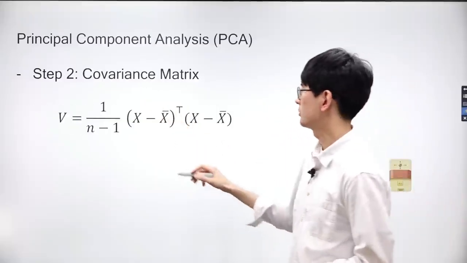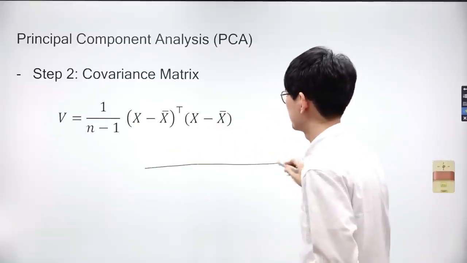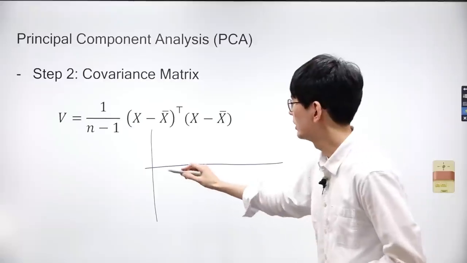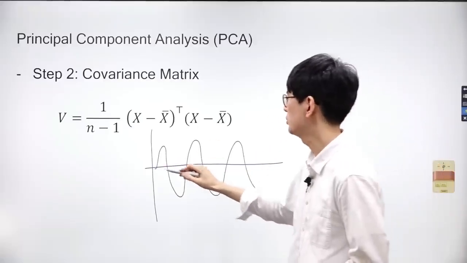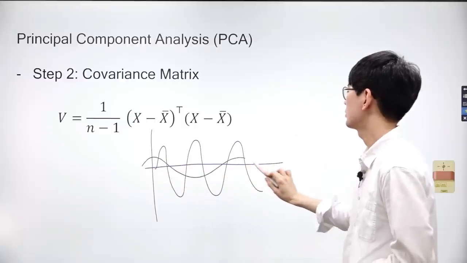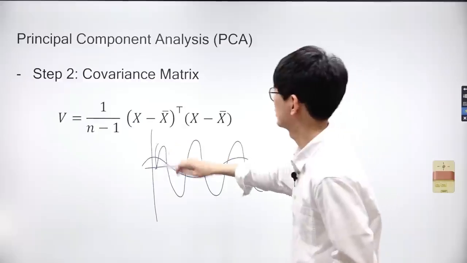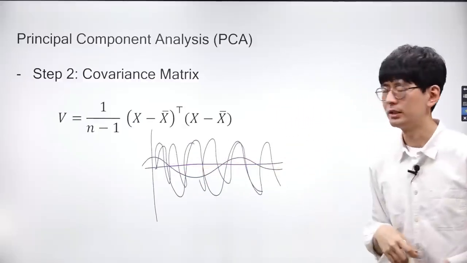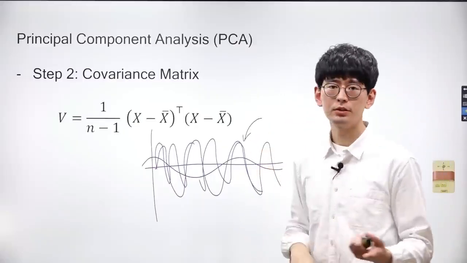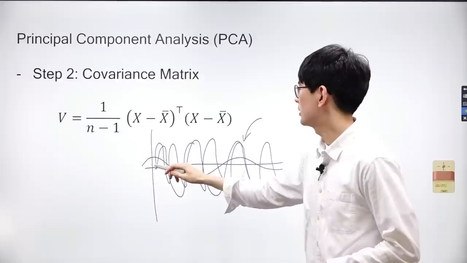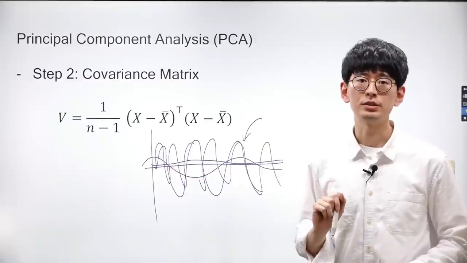Step 2 involves calculating the covariance matrix. We utilize the formula displayed on the screen to derive this matrix. From step 1, we have normalized data. When we examine the normalized data more closely, we find that some data fluctuates with short cycles, while others change slowly with longer periods. Some data may even fluctuate more rapidly with shorter cycles than this. We regard rapidly fluctuating data as meaningful, while data with slower fluctuations are deemed unnecessary, as they convey less information.